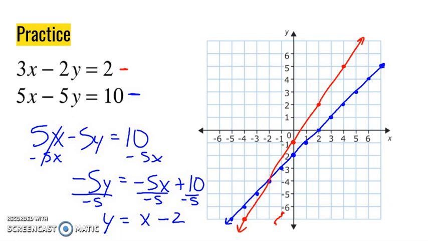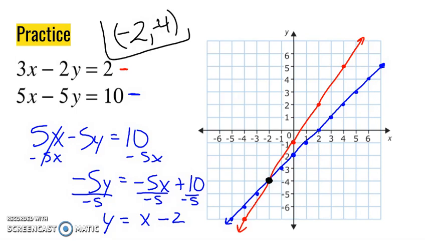Okay, and I can see that these two lines intersect at negative 2, negative 4, which means that the answer I should have found is negative 2, negative 4. If you look back at your elimination video or your elimination notes, that is the answer that we found. So we were able to prove by graphing that negative 2, negative 4 was our solution.